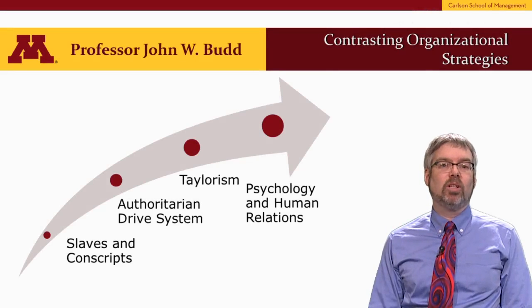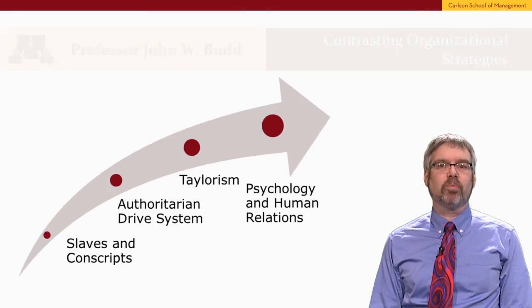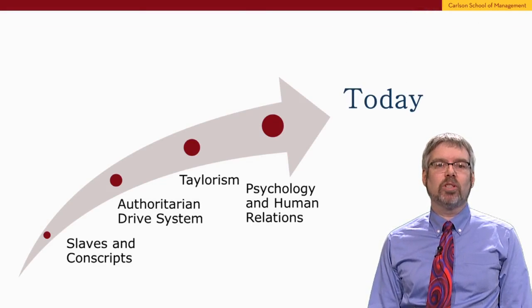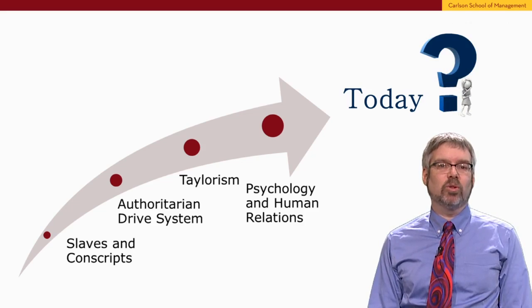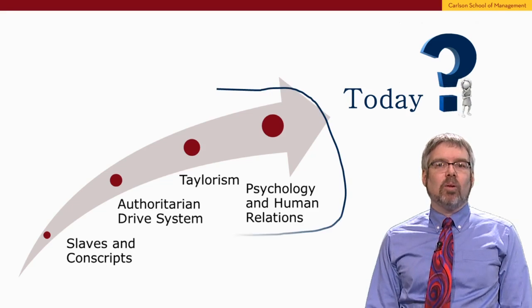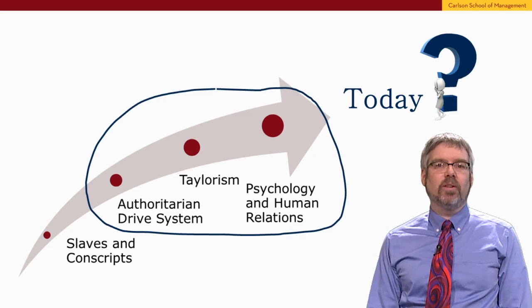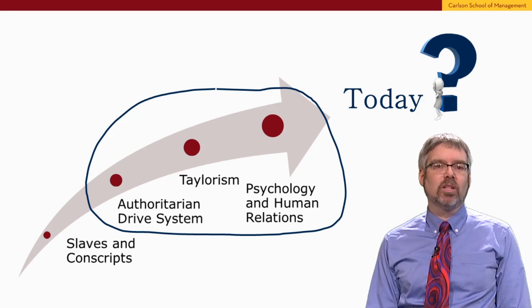In the previous video, we saw that approaches to managing human resources have evolved over time. But what about today? How are human resources managed in today's organizations? Well, there's certainly been an increase in sophistication in human resource practices, especially coming out of what I call the psychology and human relations movements. But there's still no one best way. There's no universal approach to managing human resources, and strains of these three earlier approaches still remain today.